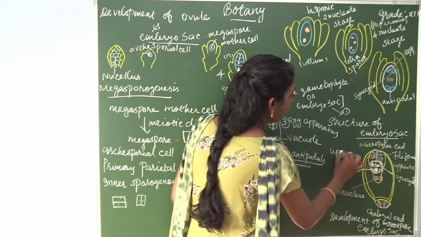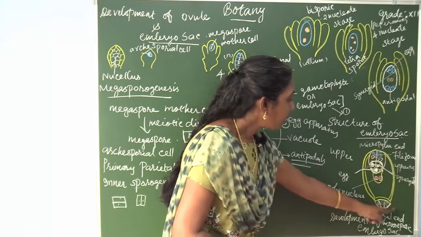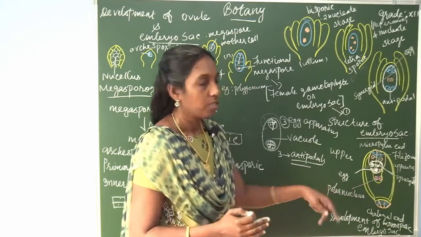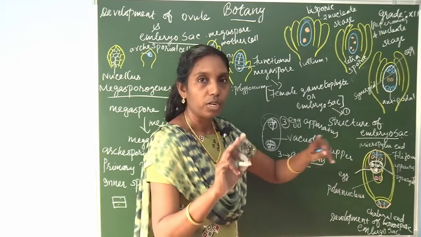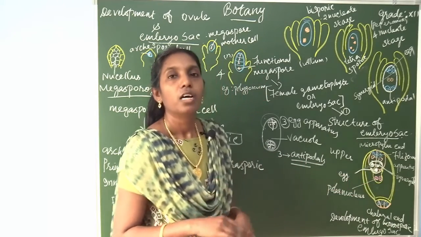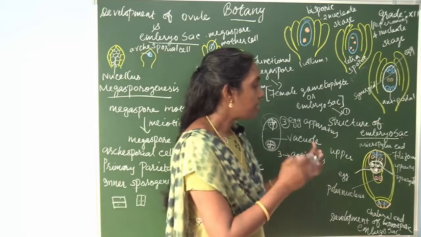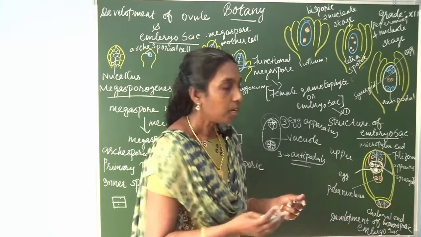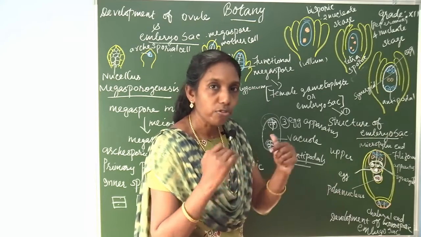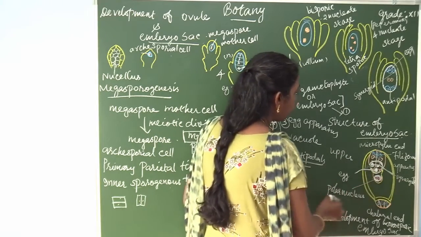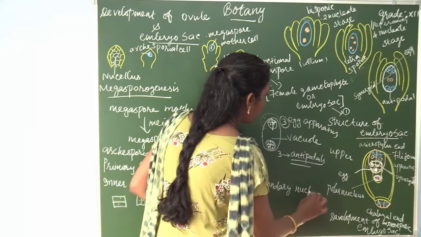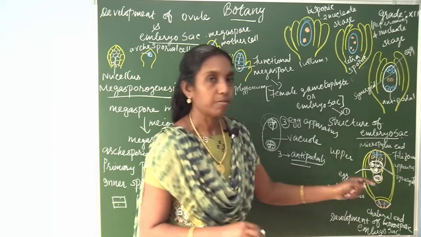This one forms the upper polar nucleus, and from the one remaining among these four, one forms the lower polar nucleus. Now two polar nuclei are present here. These polar nuclei either remain as they are, or the two polar nuclei fuse together. When they fuse, they form the secondary nucleus.